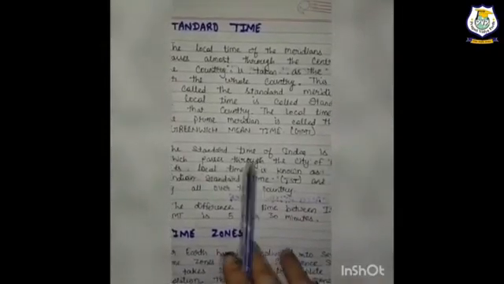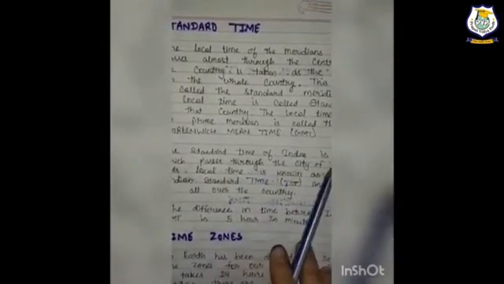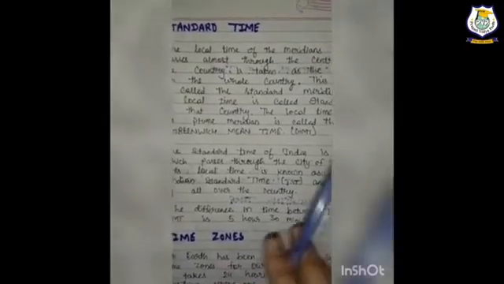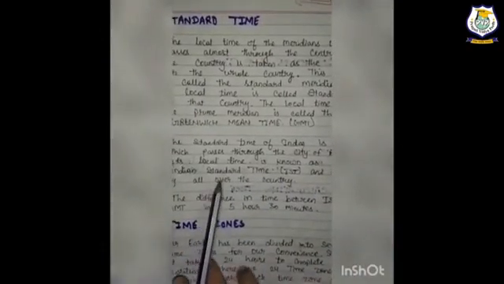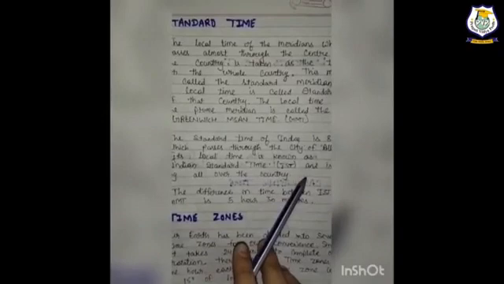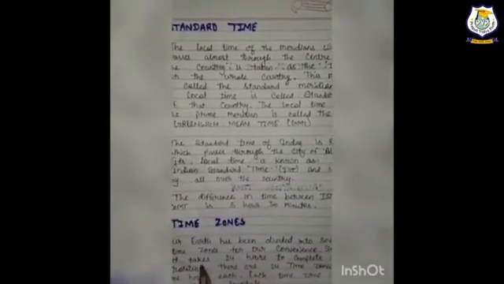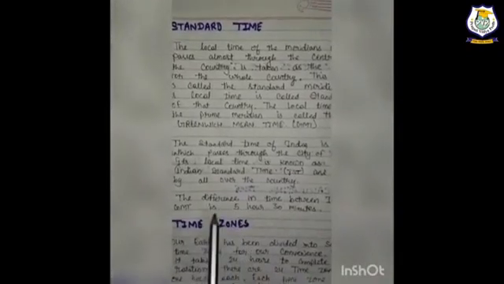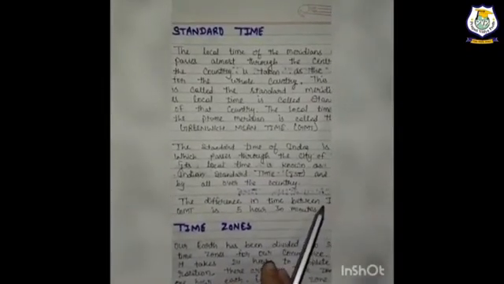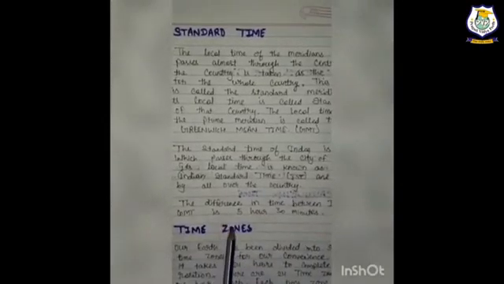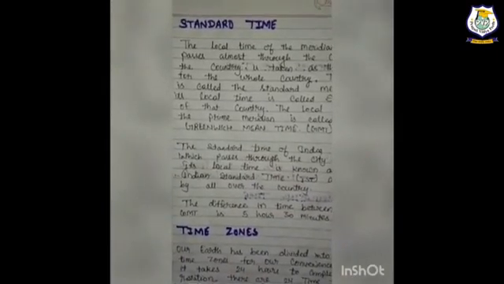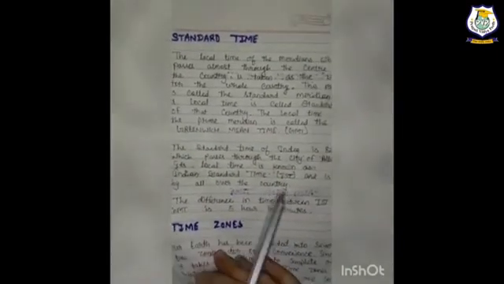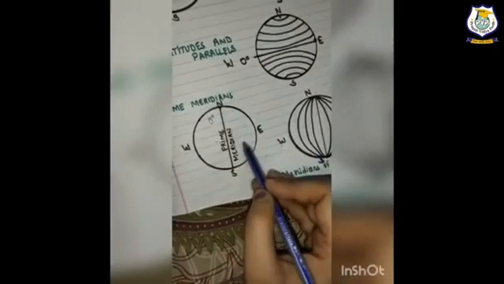Then the standard meridian of India is 82 degree 30 minutes east, which passes through the city of Allahabad, and its local time is known as the Indian Standard Time, that is IST, and is followed all over the country. The difference in time between IST and GMT is 5 hours 30 minutes ahead. As our country is to the east of Greenwich, keep in mind where India is located: India is located at this portion, the eastern hemisphere.